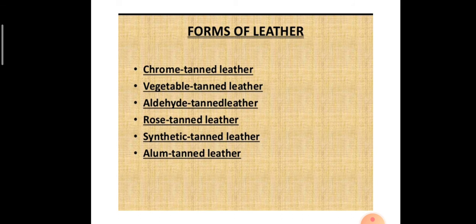Forms of leather: chrome tanned leather, vegetable tanned leather, aldehyde tanned leather, rose tanned leather, synthetic tanned leather, alum tanned leather. These are all the various forms of leather.